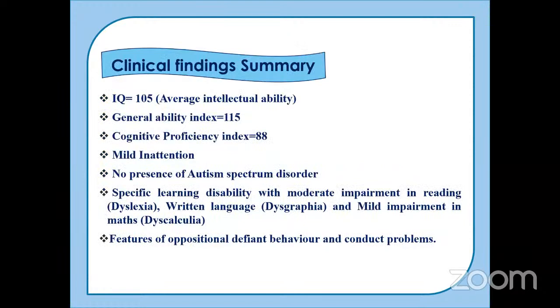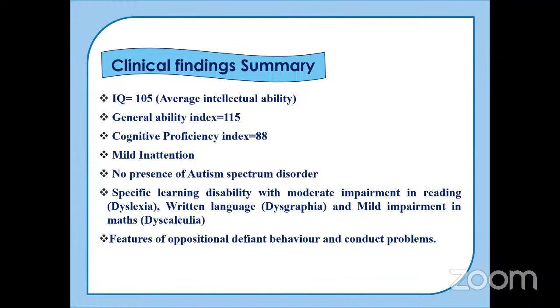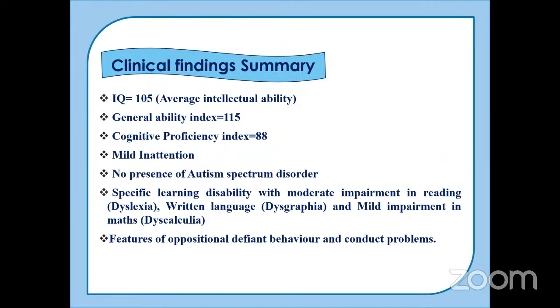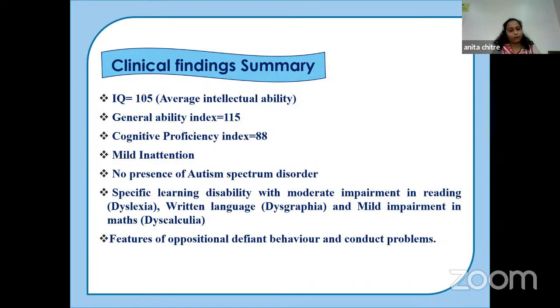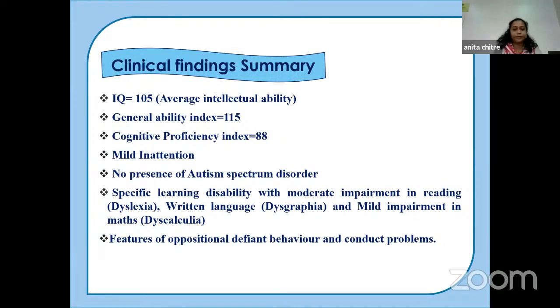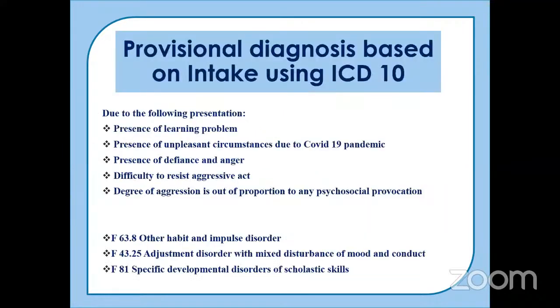This was the clinical finding. IQ was average, but his ability index showed that basically processing speed was a little problematic. Mild inattention problem was there. But there was no presence of autism spectrum. He had learning disability in all the 3 areas, and there were features of defiance and conduct problems.